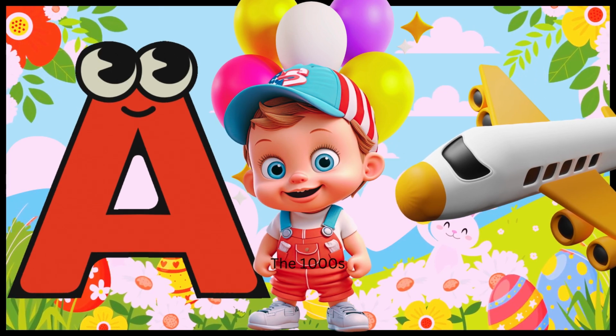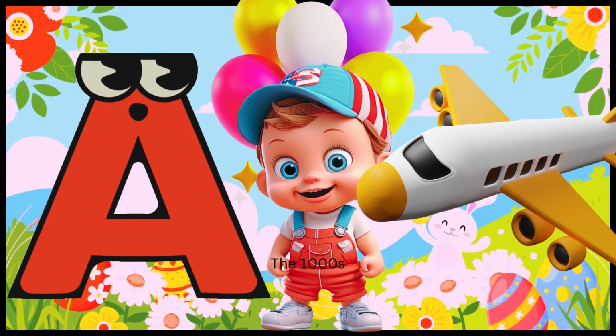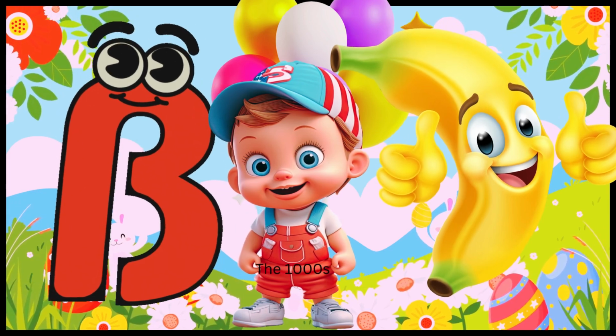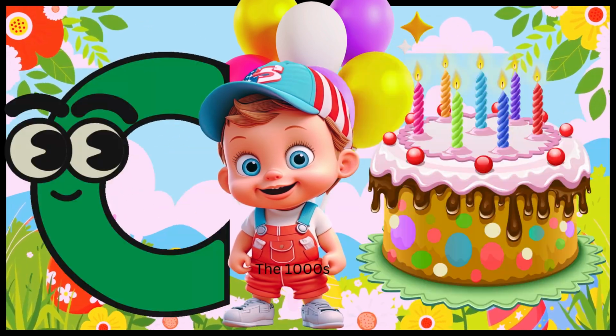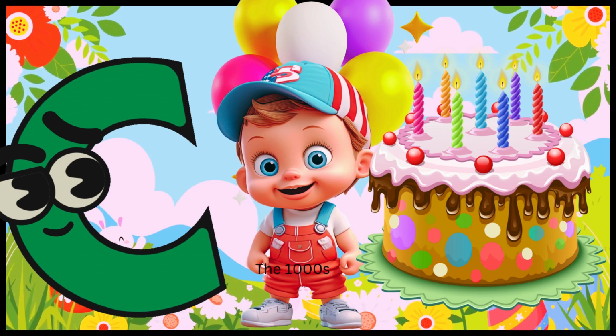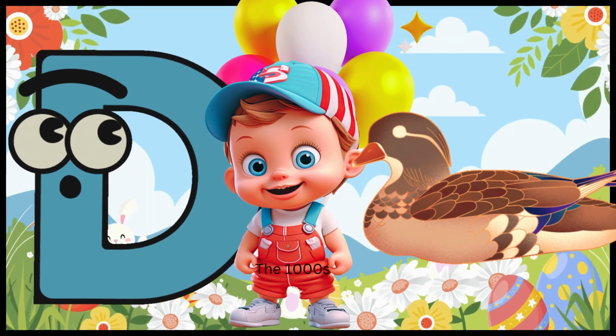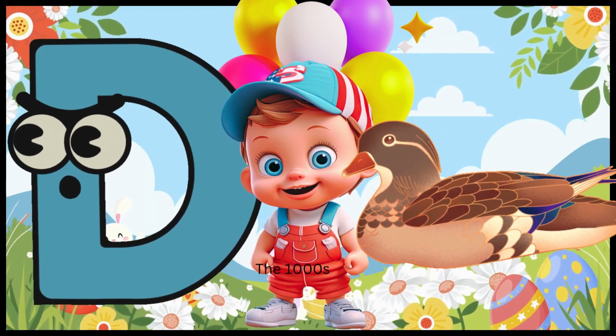A is for aeroplane. Aeroplane means Havai Jahaz. B is for banana. Banana means kela. C is for cake. Cake means kek. D is for duck. Duck means batakh.